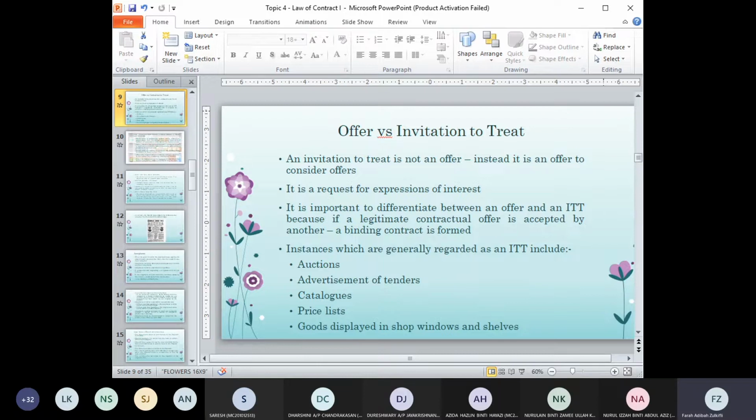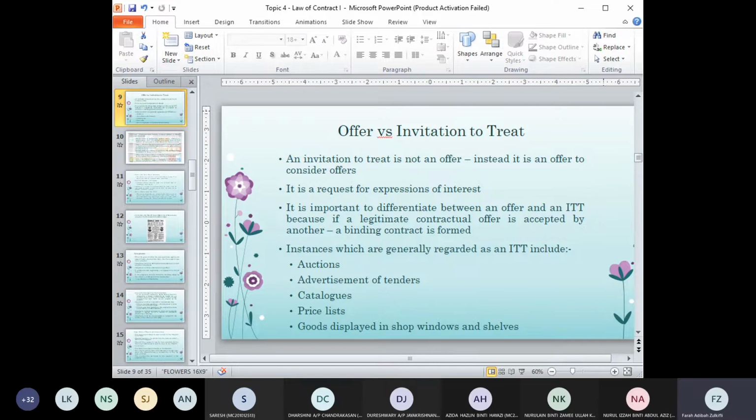Okay, so there are many instances which are generally regarded as an invitation to trade. Some of them include auctions. Auctions is in Malay what we call lelong. And then advertisement of tenders. For example, if you have a company and you want to renovate your company, you advertise that you want to get some tenders, from people who are interested to renovate your company. That is also an invitation to trade.